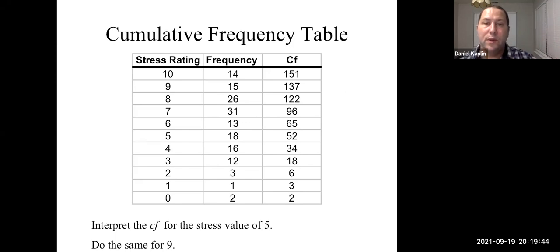So if we were to add up the frequency column, we would get 151. The bottom of the F column should add up to the top of the CF column.